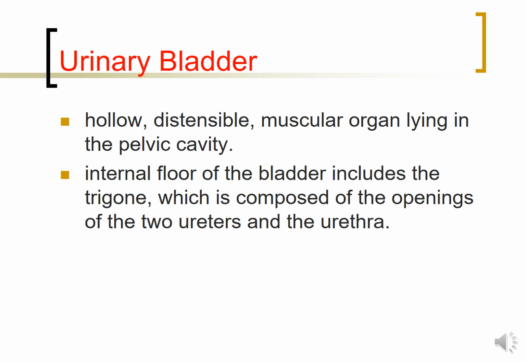The urinary bladder itself is a hollow, distendable muscular organ which is found in the pelvic cavity. The bottom of the bladder, which looks like a triangle, is called the trigone, and that consists of the opening on the top part of the triangle where the two ureters enter, and then the bottom part comes to a point where the exit of the urethra is found.